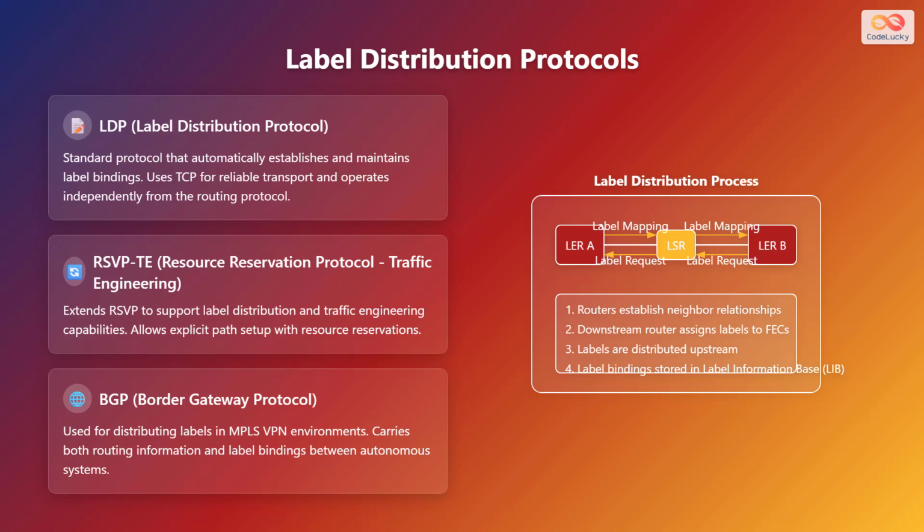Label distribution is a critical process in MPLS networks. It involves the way labels are assigned and managed across the network. There are several protocols used for label distribution. First, we have the Label Distribution Protocol or LDP, which is a standard protocol that automatically establishes and maintains label bindings. It uses TCP for reliable transport and operates independently from the routing protocol.